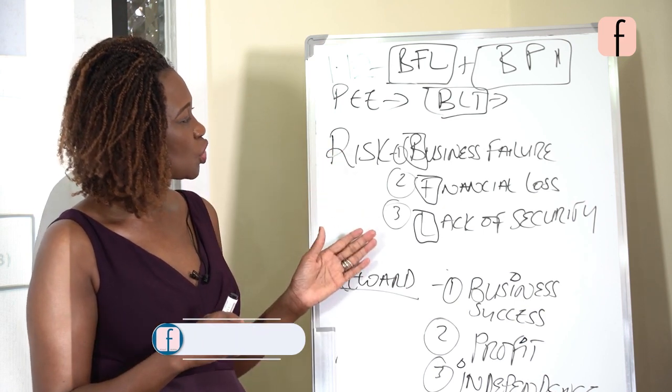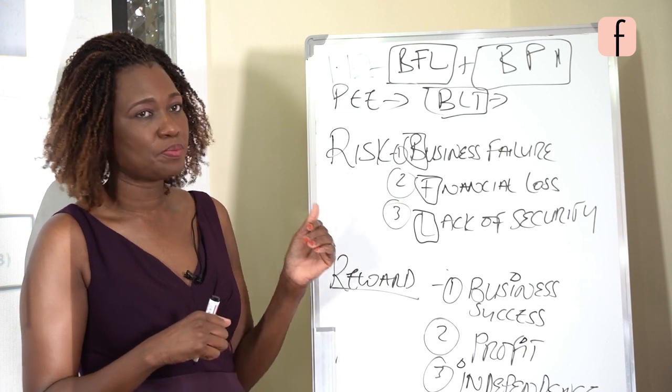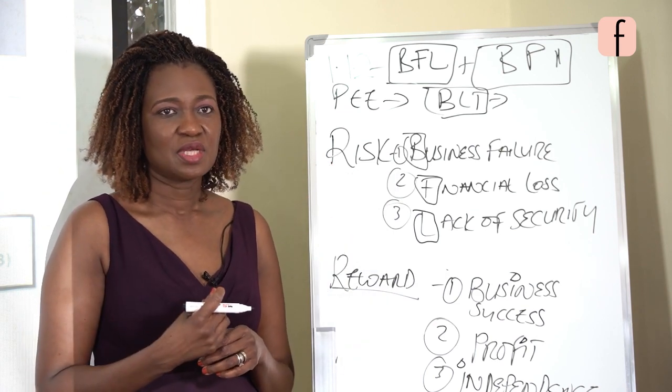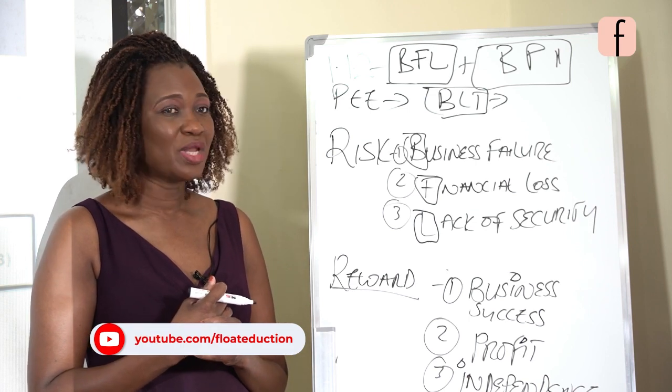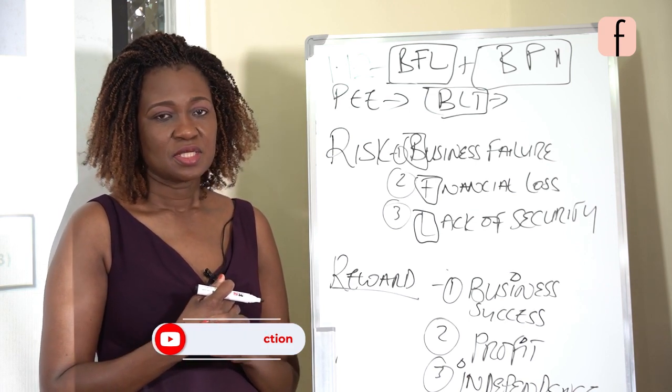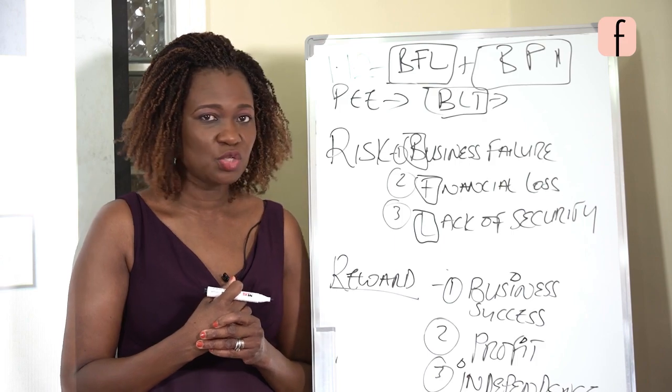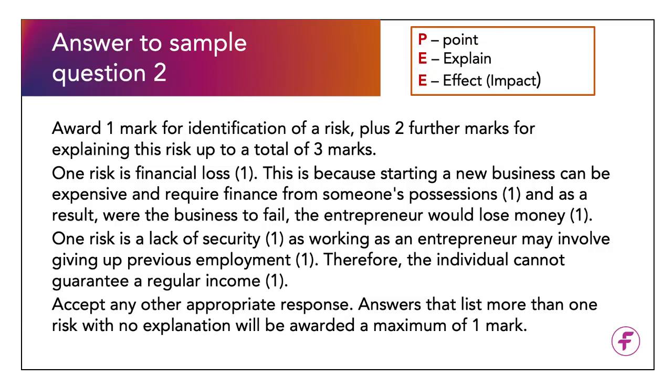So this is what you need to do. 1 point, explain, and you show the effects. I'm going to take you back to the answer, and I want you to see whether you got it right. So what is the answer for this? I'll take you to the slide now. All right, the PEE approach, your point, explain, effect, using your connective.